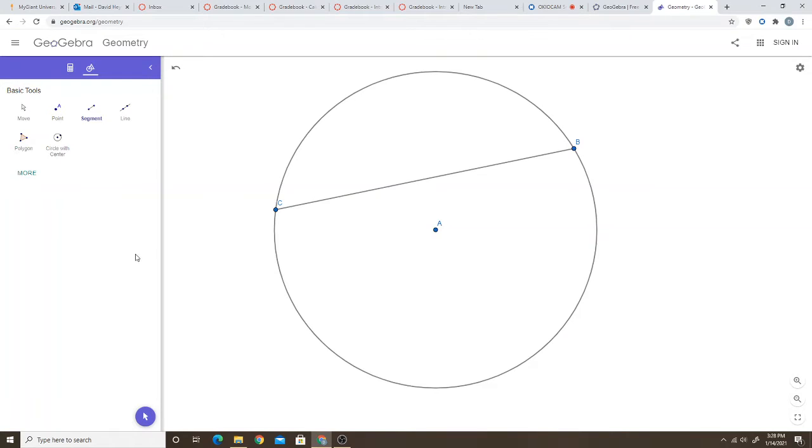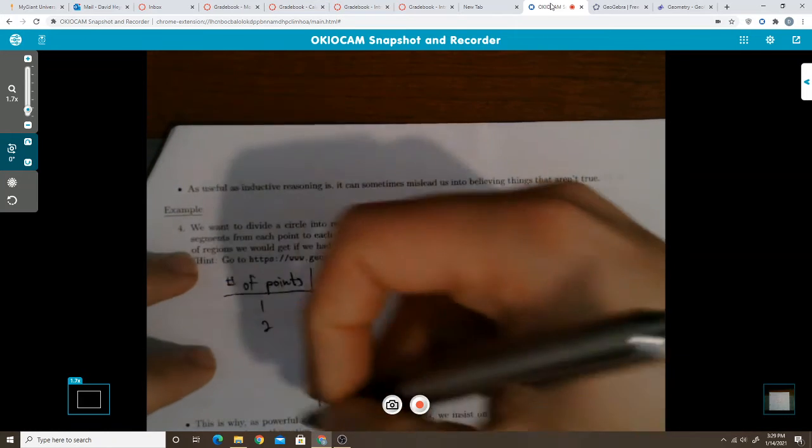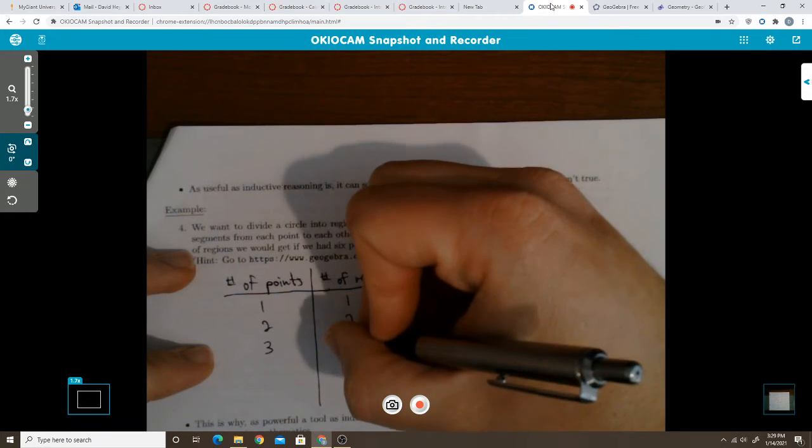What if we have 3 points? So let's add another point, maybe here. And then we have to connect this point to all of the other points. So we're going to connect these two, and we're going to connect these two. Okay? Now how many regions do we get? We've got 1, 2, 3, 4 regions. Okay? So 4 regions this time. So when we have 3 points, we get 4 regions.